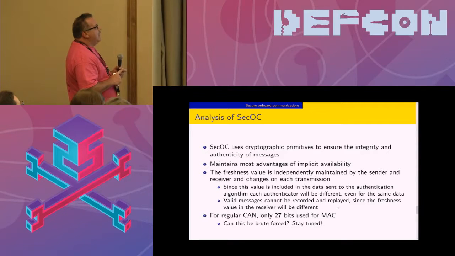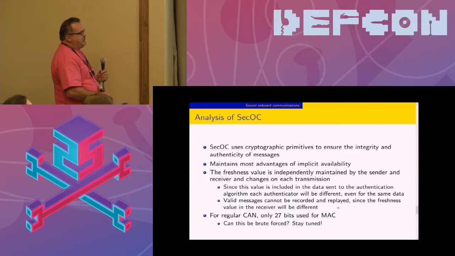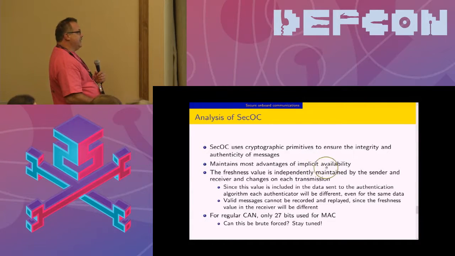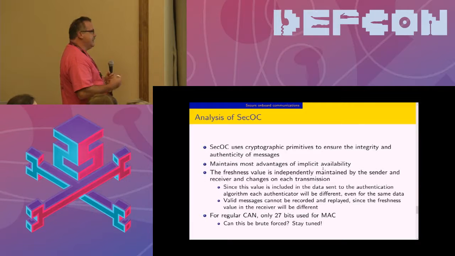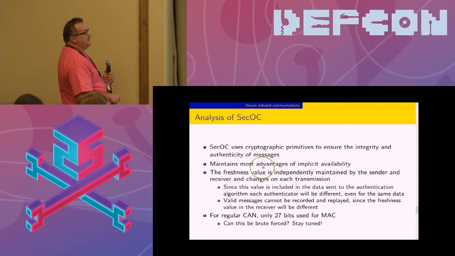Okay, so in secure onboard communication, let's take a look at what's really going on and where we might have some possible exploits. So, of course, we already know we're using cryptographic primitives. Looks like we're going to keep our implicit availability as long as the receiver and the transmitter can keep track of these freshness values in an authentication key, or its private key. The freshness value is actually independently maintained by both the sender and receiver.